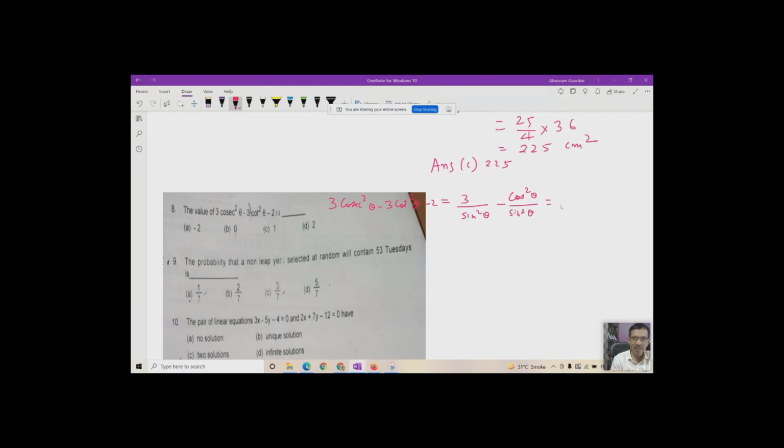Once you write this, you can take sine square theta as LCM. Of course, minus 2 is there, and I am keeping it as it is. So this will be sine square theta as LCM, and in the numerator, this will be 3 minus 3 cos square theta. Of course, minus 2 will remain as it is.